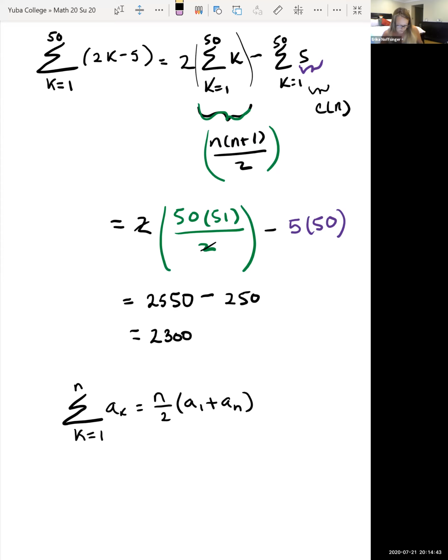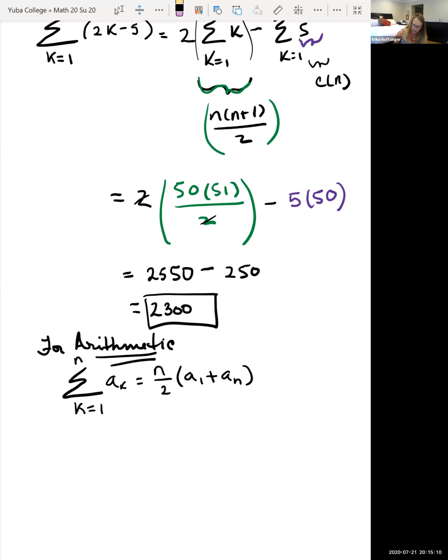This is only for arithmetic. So I'm just doing it a different way, using this formula for an arithmetic sequence, and we're going to show that we still get 2,300. And so if we look at our equation, let's go back and write it. We're looking at 2k minus 5, summing all the terms from k equals 1 to 50.